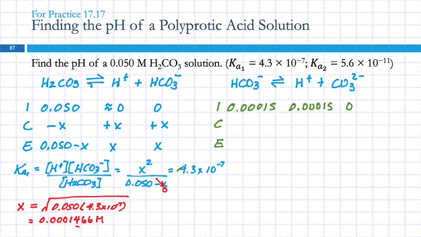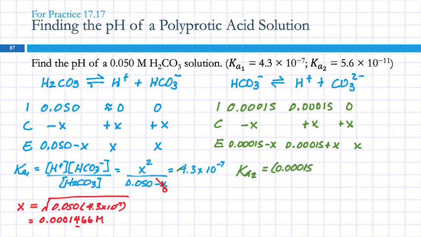So again, this one is 0, and so the only possible direction that this can go is forward, because we can't have less than 0. So this is minus x, and this is plus x, and that's plus x. And so we're going to have 0.00015 minus x, 0.00015 plus x, and x. So our equilibrium expression is very similar here. It's the products times each other divided by the reactant. So Ka2 is going to be the hydrogen ion concentration, 0.00015 plus x times x divided by 0.00015 minus x.